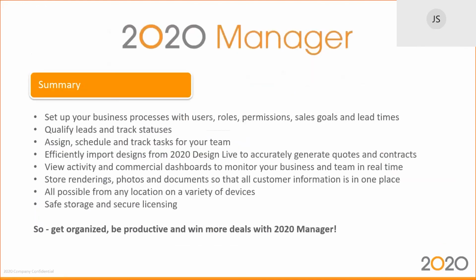So, in summary, 2020 Manager will allow you to set up your business processes with users, roles, permissions, sales goals, and lead times. So the users can fit into the hierarchy, obviously defined by their role. The permissions within their role will determine the level of permissions that they have within the software, but as an owner, you can modify those. Sales goals can be defined for your individuals, and then obviously you can monitor and record progress against that as people work through and complete the workflow. Lead times for each of the stages.